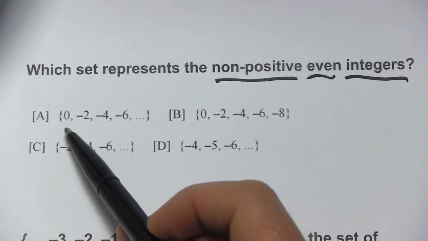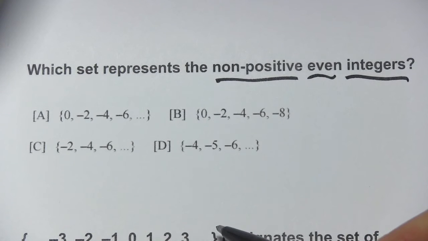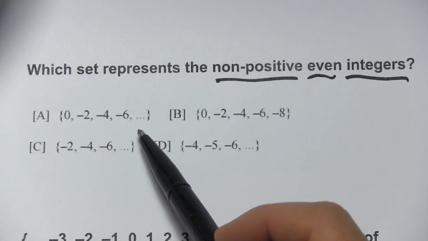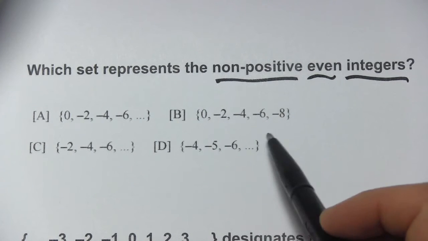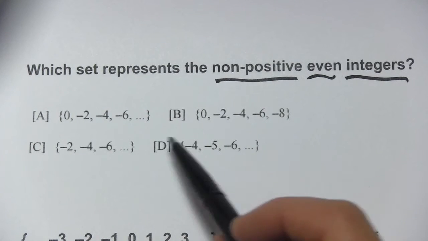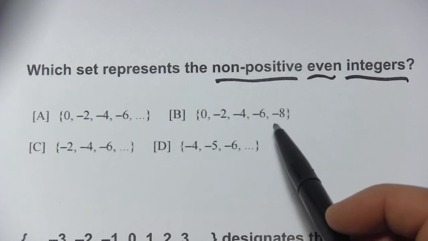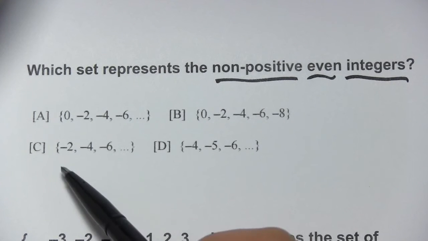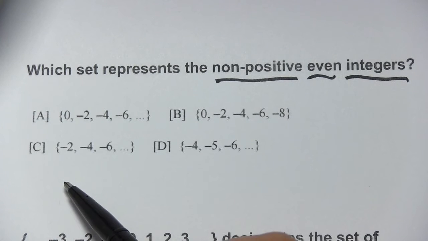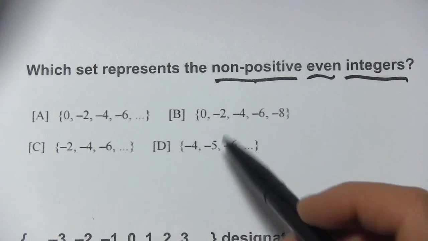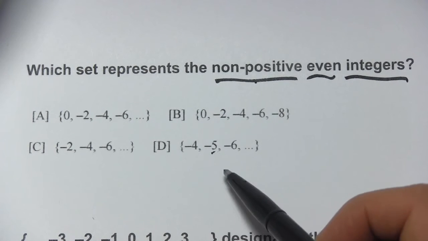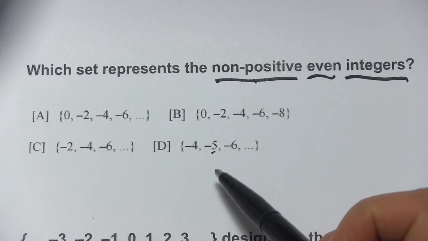So here we've got -0, -2, -4, -6, and dot, dot, dot. Here we've got 0, -2, -4, -6, -8. It seems like it might be hard to choose between these two. Let's come back to that. Here we have -2, -4. Oh, they left out the 0. And 0 is non-positive and it's even, so we should include 0 in there. Here we have an odd number, that can't be it.